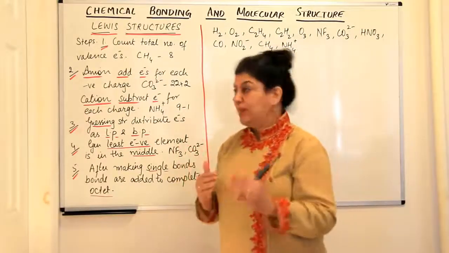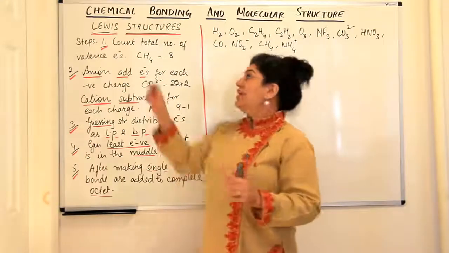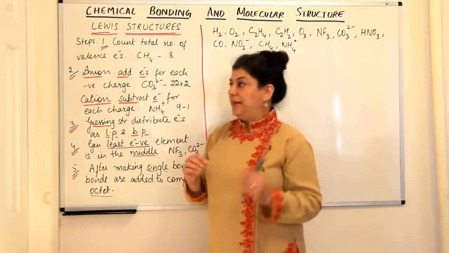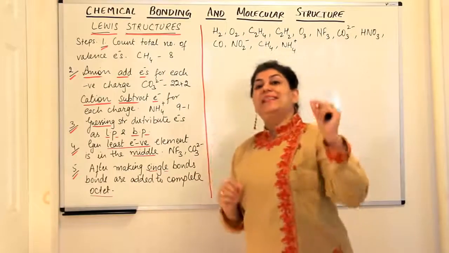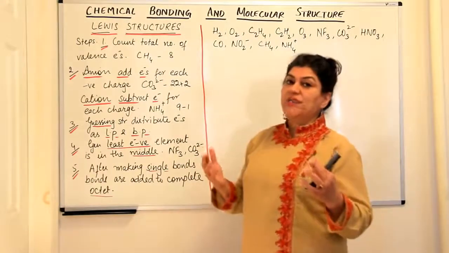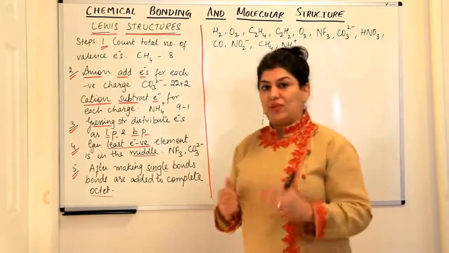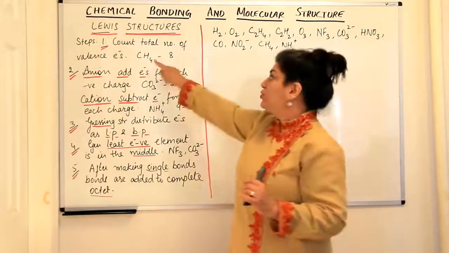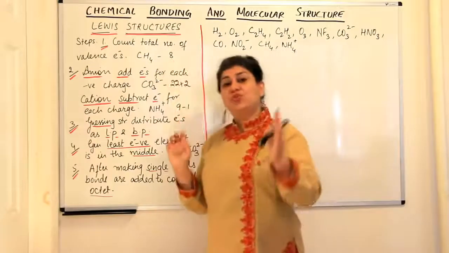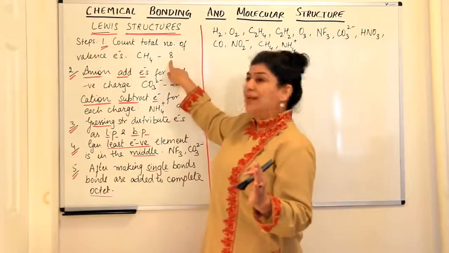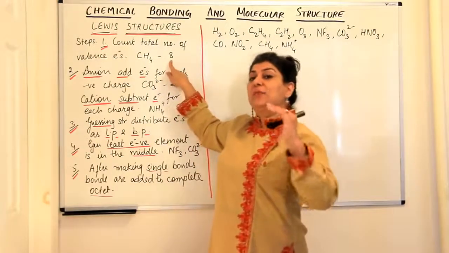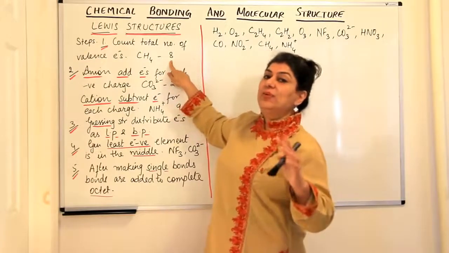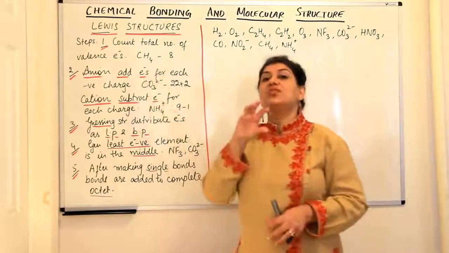The second step is, once you know the total number of valence electrons that you have to deal with, if the species given to you is an anion, which means it is negatively charged, and negative charge is due to addition of electrons. So if there is a single negative charge, add 1 electron to this sum. If there are 2 negative charges, add 2 electrons. So you have to add the number of electrons equal to the number of charges on that species.